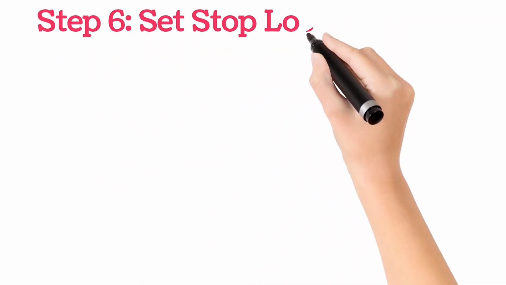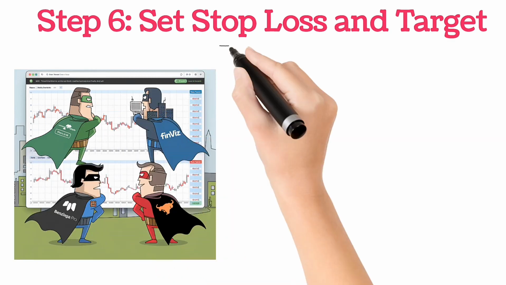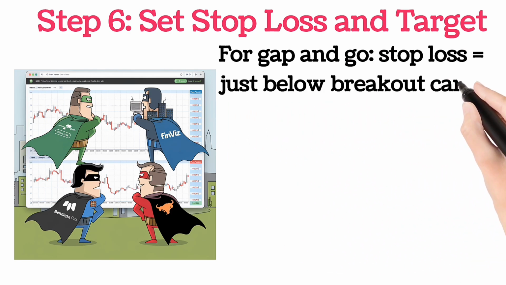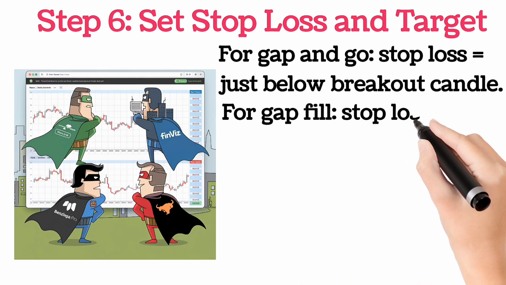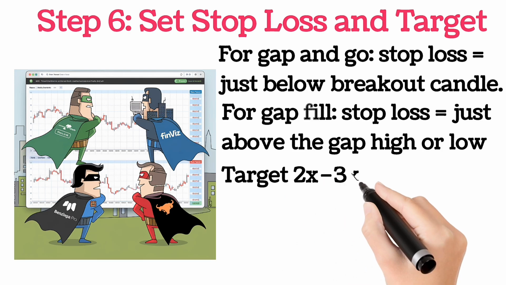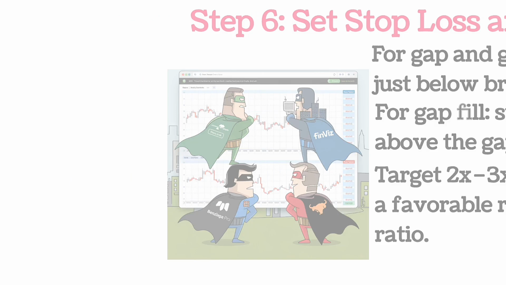Step 6. Set stop loss and target. Always protect your capital. For gap and go, stop loss equals just below the breakout candle. For gap fill, stop loss equals just above the gap high or low. Target 2x, 3x your risk for a favorable risk-reward ratio.